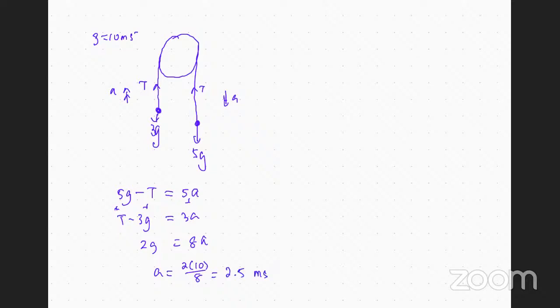Right? 2.5. Okay, 2.5 meters per second. And tension is 5a plus 5g. You can use any equation you want, right? So that's 5 by 2.5 plus 5 by 10. So what was that? That's 12.5 plus 50, 62.5 newtons.